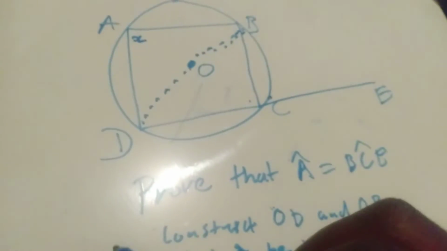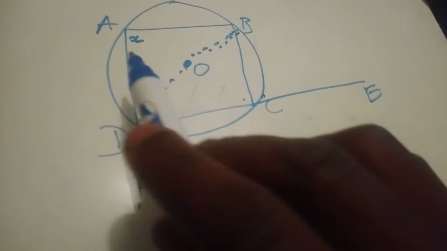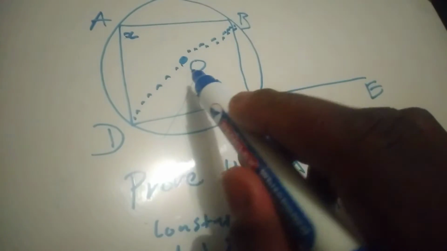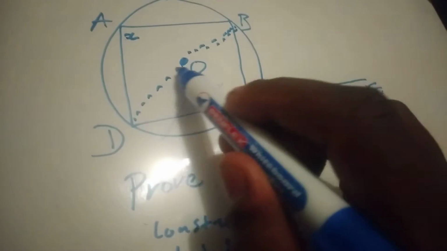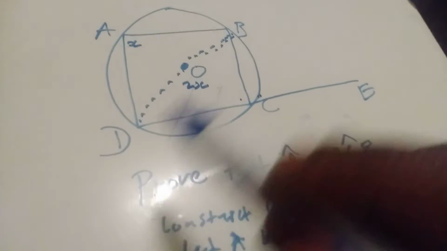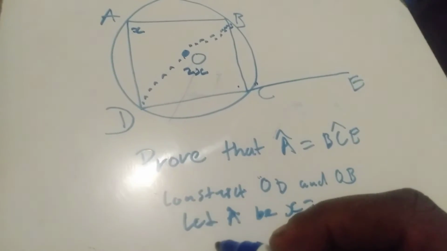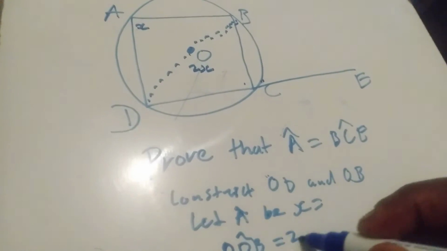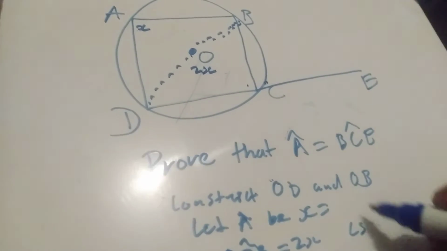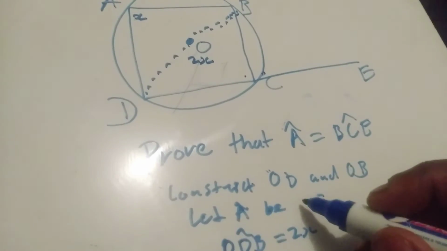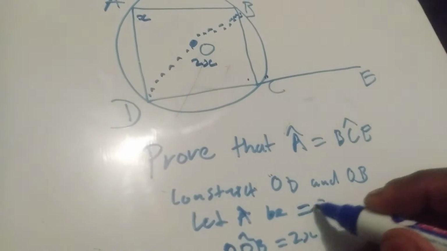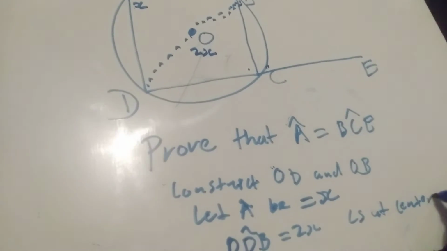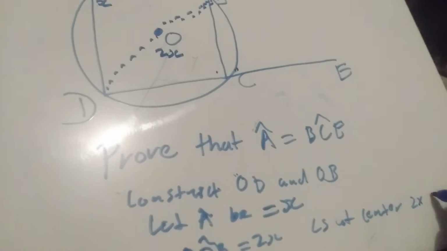And then after calling this X, we're going to use the theorem that states that angles at the center is twice angle at the circumference. So if this be X, then this has got to be 2X. So we found this. So of course, we will tell them that DOB is equal to 2X. Why? Because angles at the center, okay, here I wrote it wrong. Let angle A be equal to X. All right, so we're gonna say angles at the center is twice angle at the circumference.